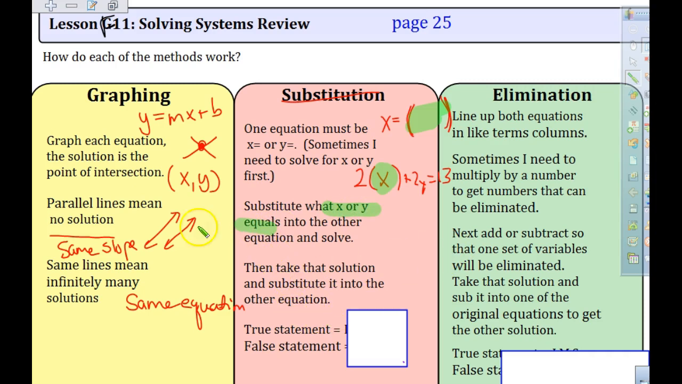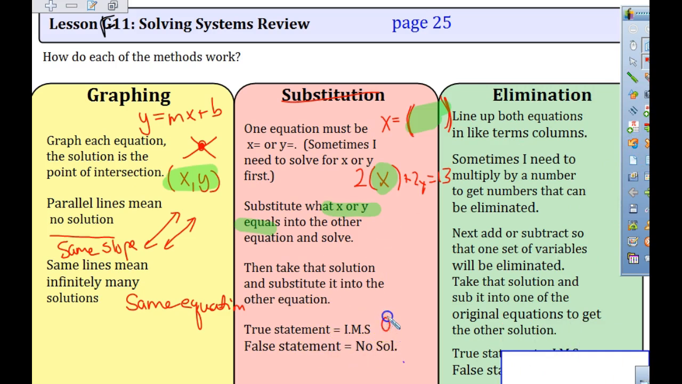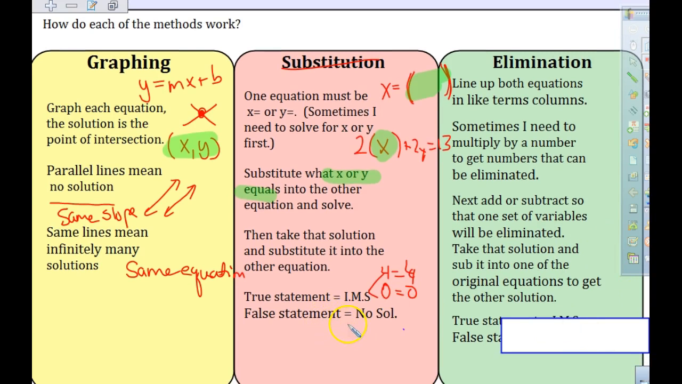Again, when we go to solve, you're going to have x, y for our answer. Or, if it's a true statement, that's when you're going to have infinitely many. This is when you have something like 0 equals 0 or 4 equals 4. That is your infinitely many solutions. When we are looking at no solution, that's when we're going to have something like 4 equals 0 when you solve it algebraically.